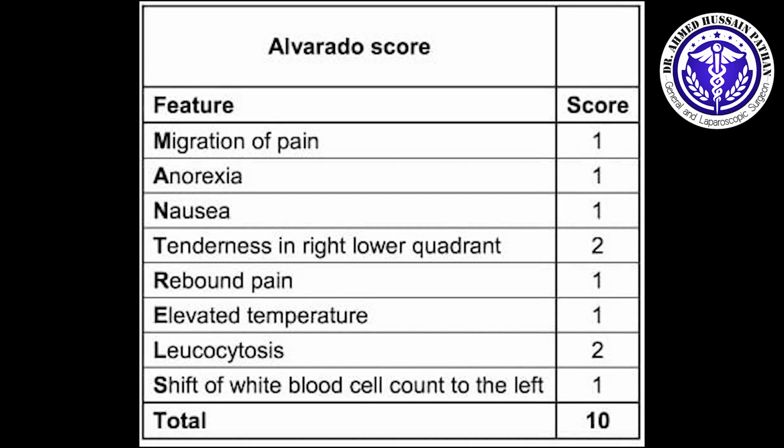On the basis of lab investigations and radiological investigations, including ultrasound of the abdomen, we confirm the diagnosis and manage it accordingly. Once the diagnosis of appendicitis is confirmed, we follow the Alvarado score. The Alvarado score tells us about the severity of the appendicitis, whether it is mild, moderate, or severe. Mild to moderate can be treated conservatively, and moderate to severe can go for surgery.